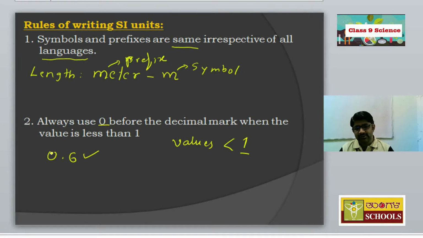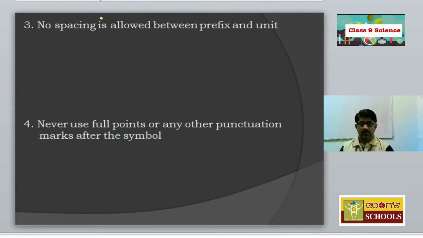You have to use 0 before the decimal mark. This is the right method, and you cannot write it like .6 or anything like that. That is a wrong method. So always use 0 before the decimal mark if the value is less than 1. Let us move to the next rule.